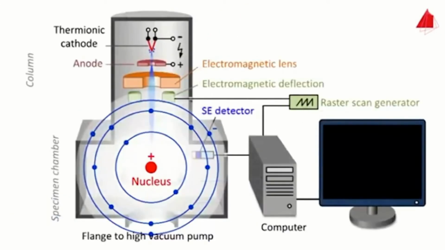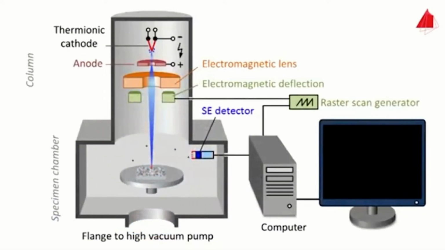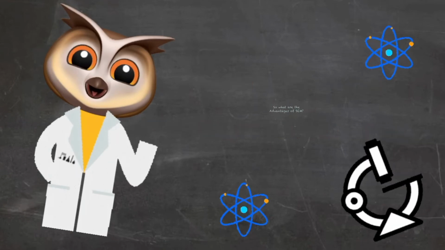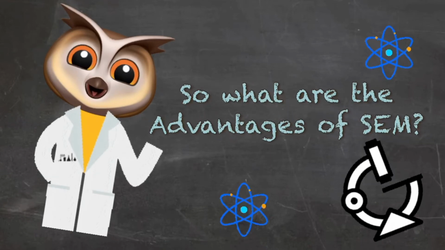So X-rays are generated during the operation of the scanning electron microscope, namely X radiation, which is characteristic for the chemical elements present in the sample. If the energy and intensity of the radiation are measured with an X-ray detector, then the chemical composition of the sample can be determined. Every instrument has its advantages and limitations. So what are the advantages of SEM?